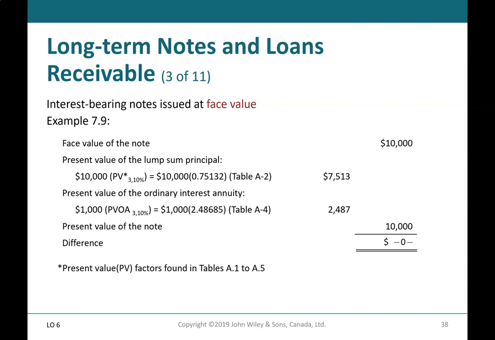Long-term notes and loans receivable, interest-bearing notes issued at face value. Example 7.9. We'll be using our calculators to calculate the present value. The face value of the note is $10,000. The present value of the lump sum principal is $7,513. The present value of the ordinary interest annuity is $2,487. So the present value of the note is $10,000. The difference is 0.